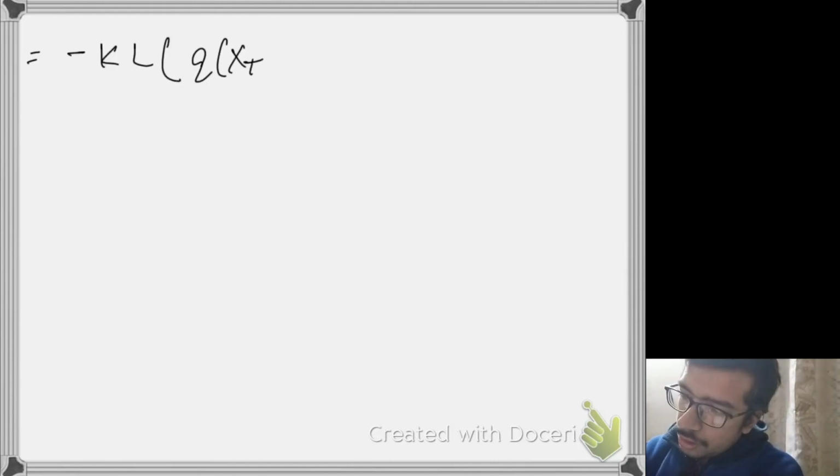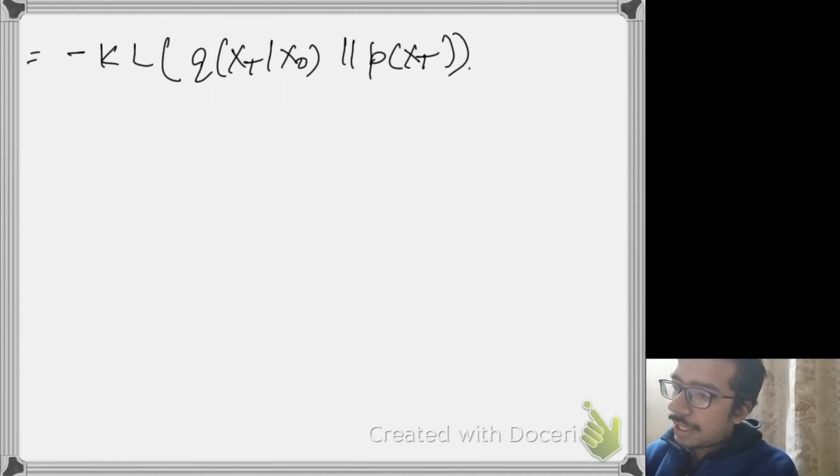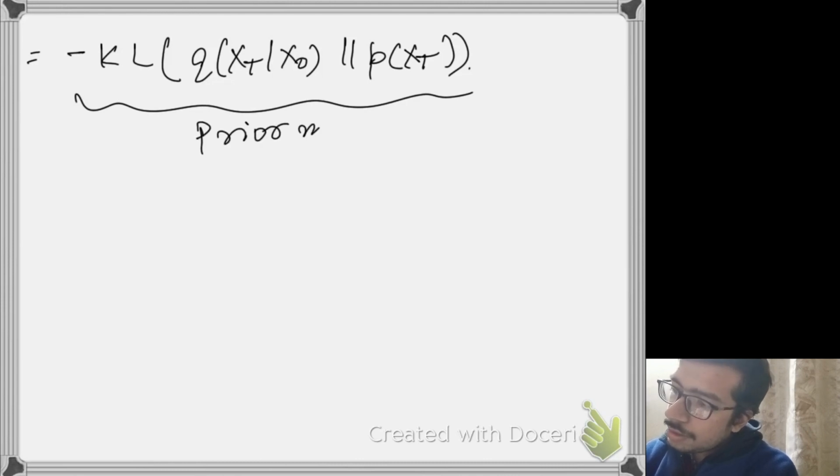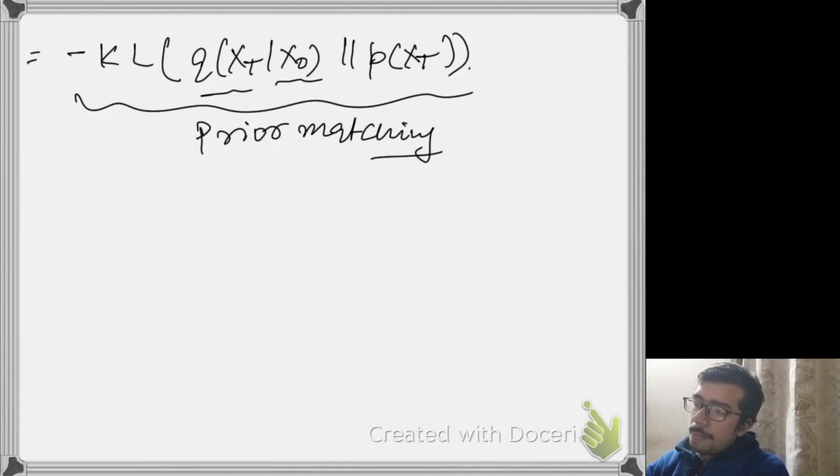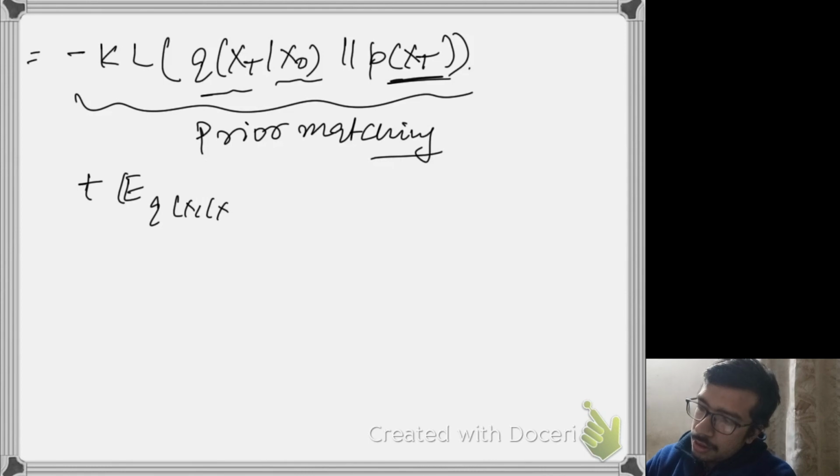So let's write them all down formally. The first term we had was the negative KL divergence between q(xT given x naught) and p(xT). This is the prior matching term. That is, the posterior of xT given the data x naught and the prior p(xT) should match with each other. The next term was the reconstruction term, that I should be able to reconstruct back x0 from x1.